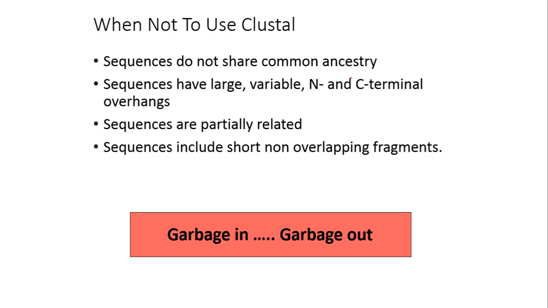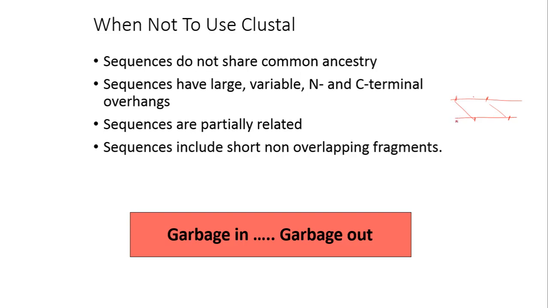Okay, when sequences have very large N and C terminal overhangs, that is, when sequences are not of similar length, you are not supposed to use Clustal in such a scenario. If you know that sequences are only partially related, that is, some portion of sequence 1 is only related to some portion of sequence 2, then you are not advised to use Clustal.